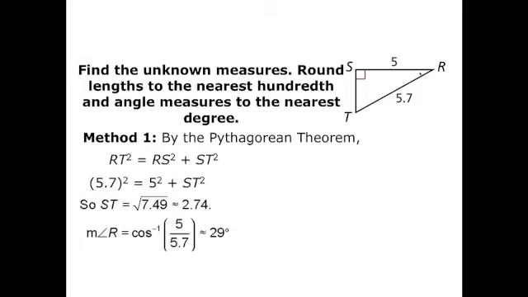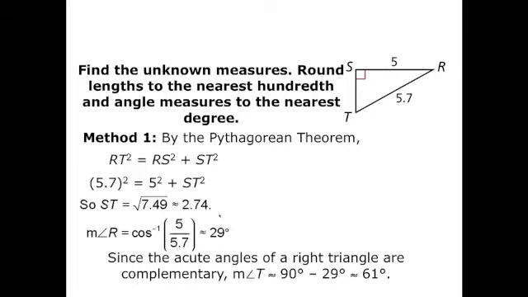Well, I don't have to go through the same process again to find the measure of angle T, because I know that R and T, being in a right triangle, have to be complementary angles. They're going to add up to 90. So if I know R is 29, I just subtract 29 from 90 to get the measure of angle T. That tells me the measure of angle T is 61 degrees.